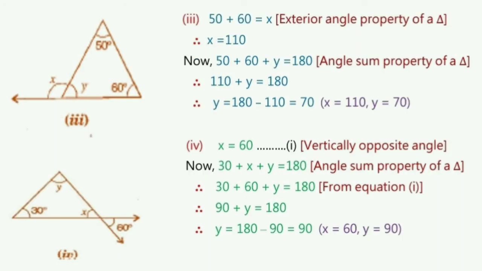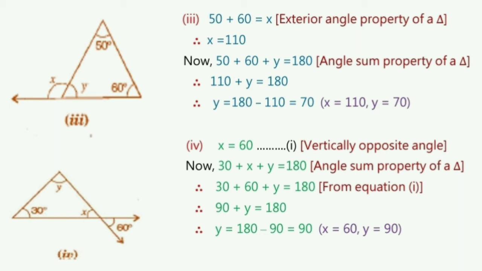Sum number 3 of question 2. Here in the triangle, the value of one angle is 50, another angle is 60, and the third angle is y. The linear angle of y, which is x, is also given. Okay. Now, 50 plus 60 is equal to x. That is the exterior angle property of a triangle. Therefore, x is equal to 110. So, this is the value of x.